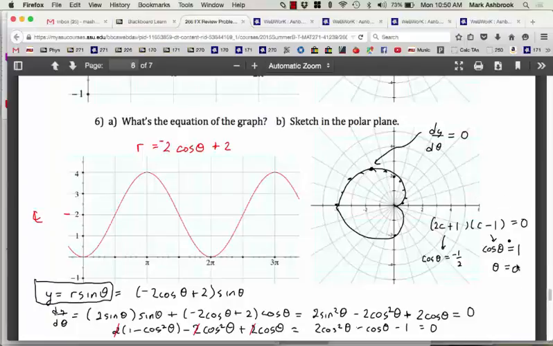So this makes perfect sense, but it's not what we were asking. We were asking about this. So where is cosine theta equals negative a half? Theta equals 2 pi over 3, 120 degrees, right there. And so then how do we find r? You can find r by plugging it in here. So this is our equation, which gives us r for every theta.